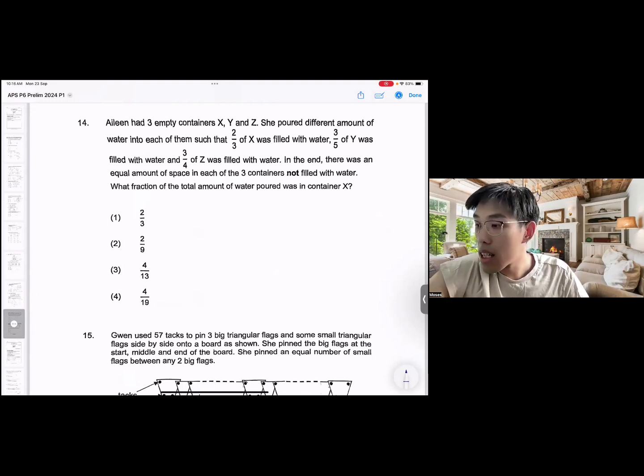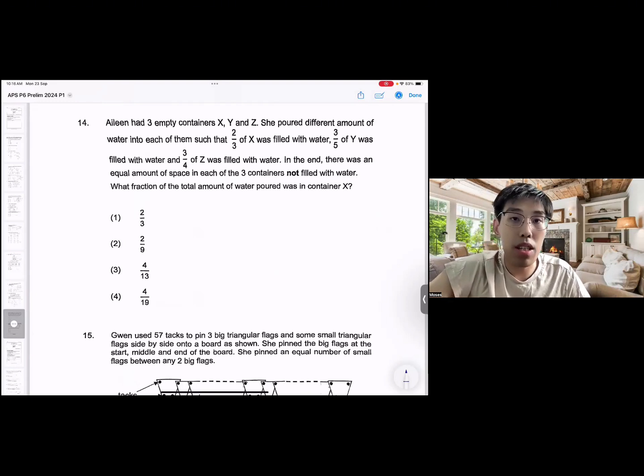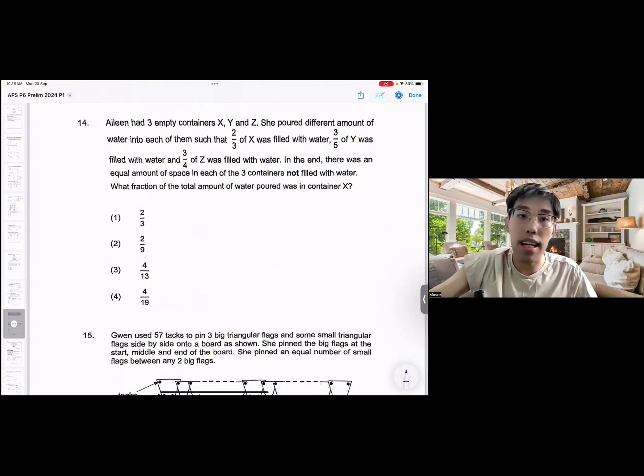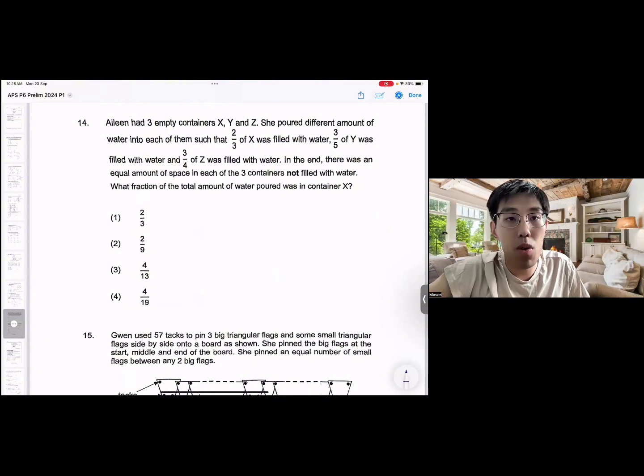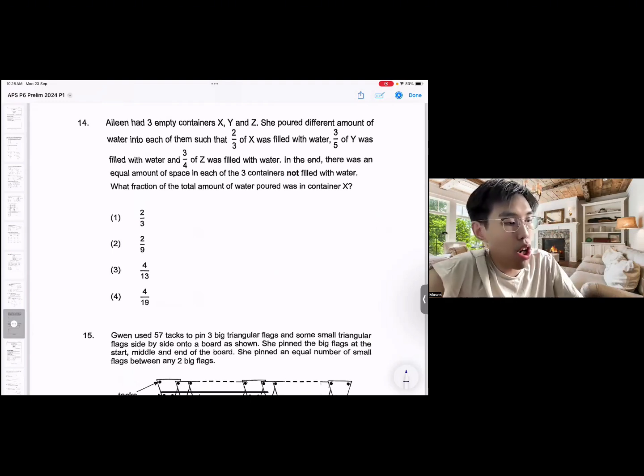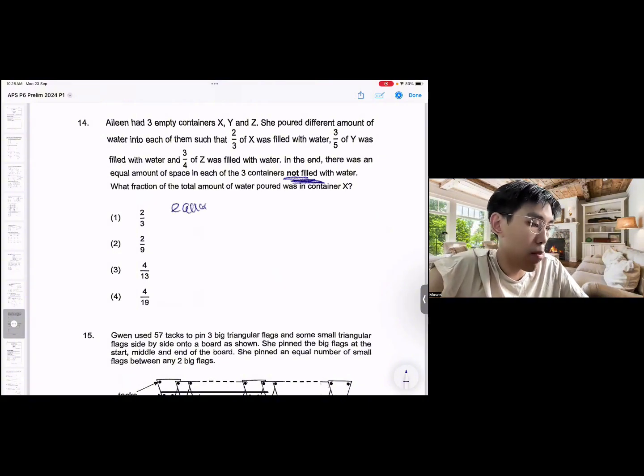Okay, so let's see. Eileen has 3 empty containers X, Y, Z. So now the thing is that 1/3 of X is filled with water, 3/5 of Y is filled with water, and 3/4 of Z is filled with water. In the end, there was an equal amount of space that is not filled with water. So what concept is this? This is actually an equal concept.